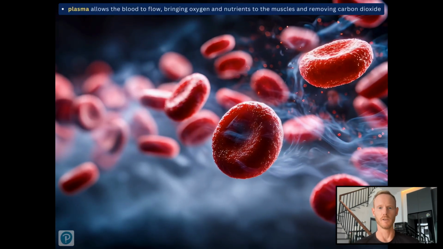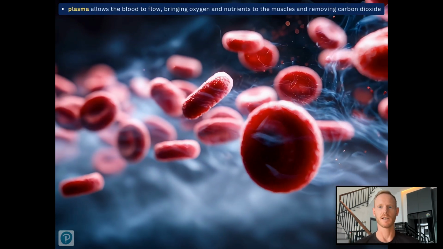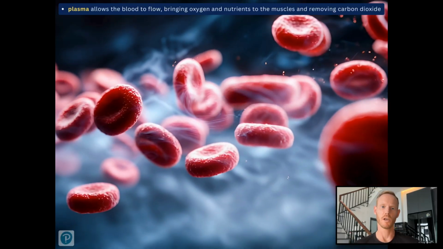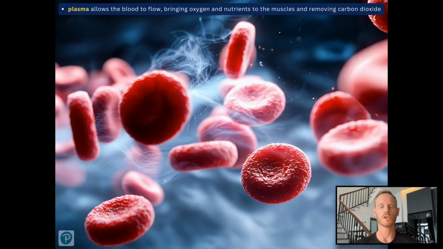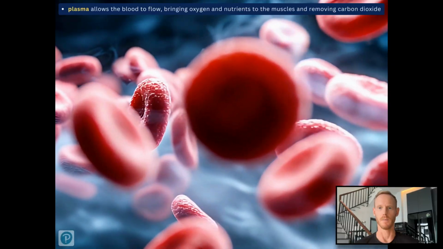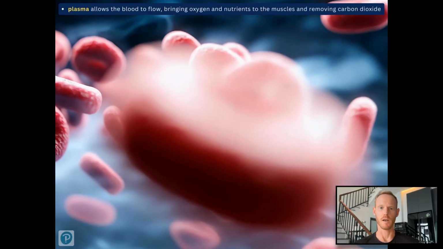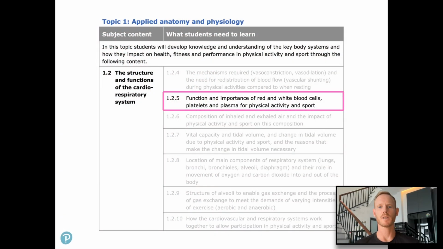Plasma is vital for sport and physical activity because it allows the blood to flow or circulate throughout the body, bringing oxygen and nutrients to the working muscles and removing carbon dioxide. Well done, you've just covered absolutely everything you need to know on the components of blood.